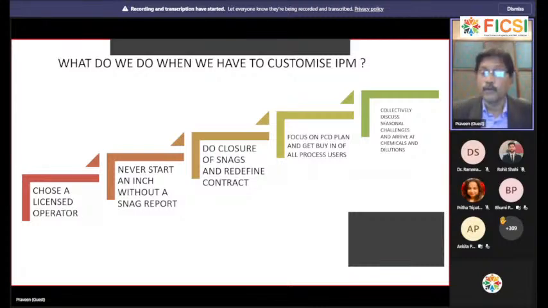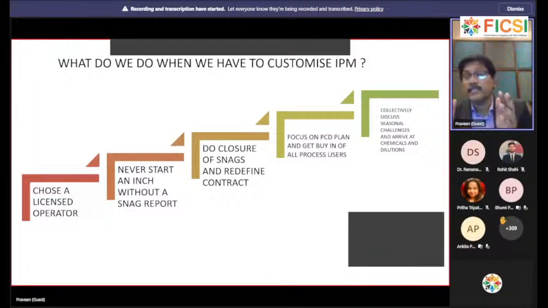The next step is, of course, focus on the pest control devices plan and get a buy-in of all process users. I do find that these two things are never done. You just get one pest control devices plan and think that it is something like an invoice or a goods received note, and you just sign it and keep it in the file. You never discuss it in detail with all the user departments. And you don't get a buy-in of them, because the people who are users, that is the operations manager or the store manager or the manager packing or manager service, the housekeeping head, you will have to get a buy-in of all of them on the pest control devices plan. Then only they will understand the importance of monitoring all these things very clearly.